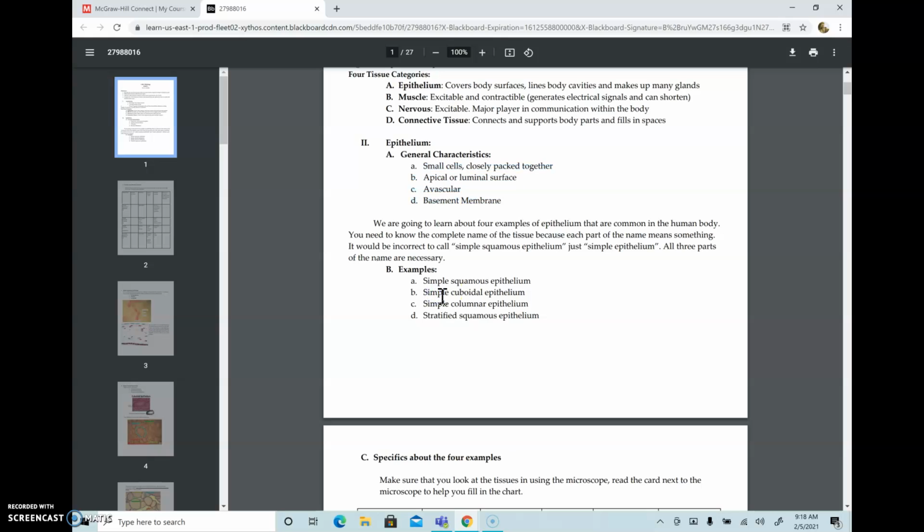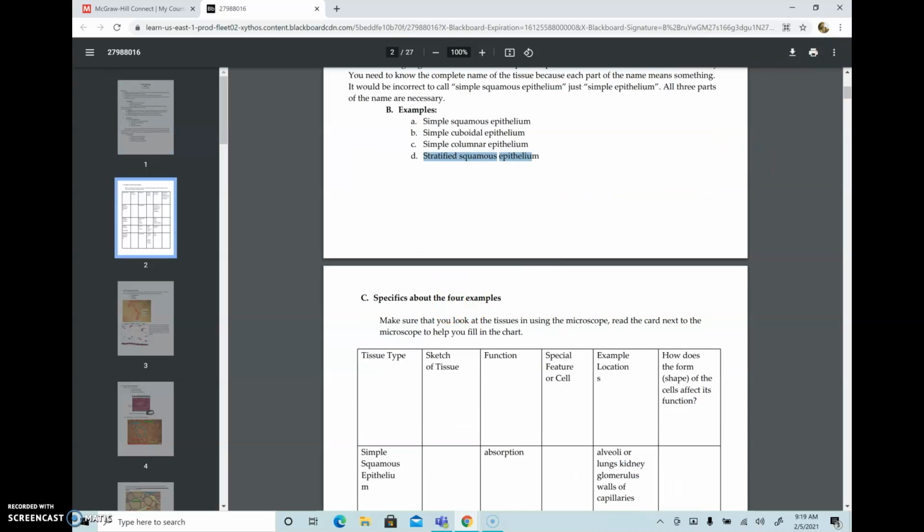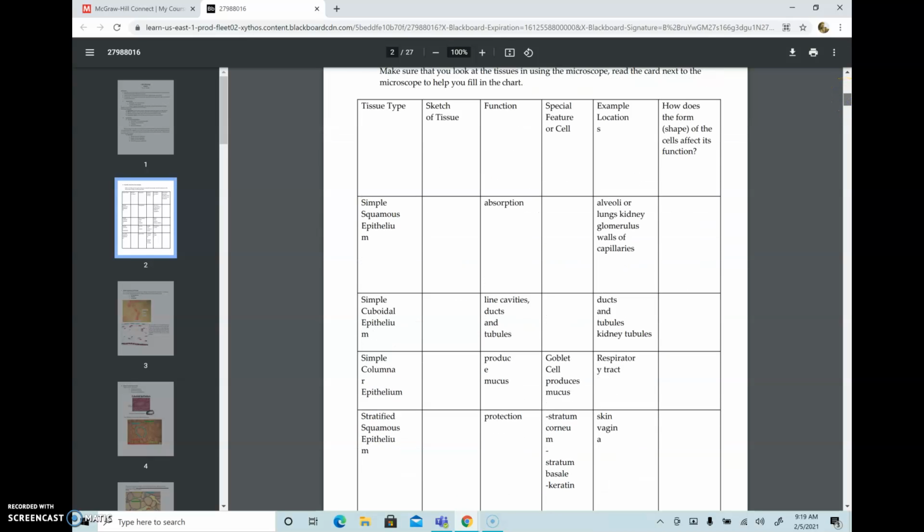Similarly, simple cuboidal means a single layer of cells that are cuboidal in shape, and it's an epithelial tissue. And simple columnar epithelium, those are a single layer of column shaped cells, and stratified squamous epithelium. So these are the four basic types, along with one or two others that we will be looking at. This is a handout that is present in your Blackboard folder, so you might want to fill this up as we go through the different types of epithelium.